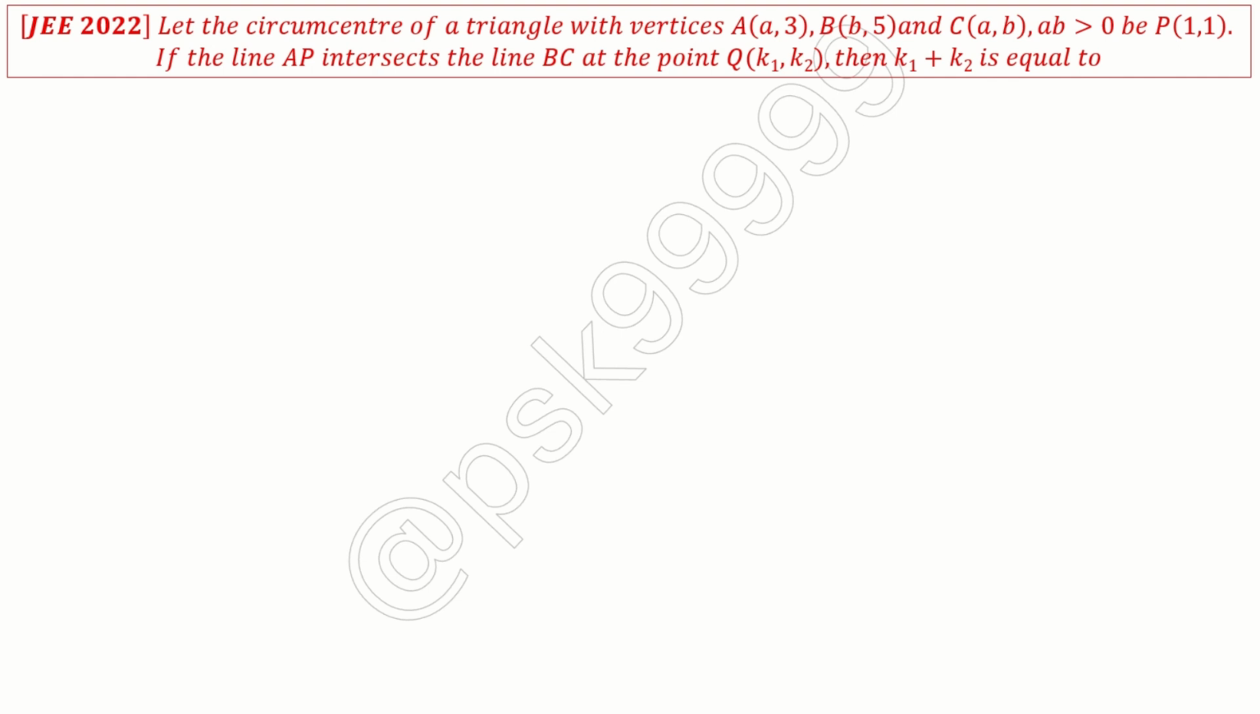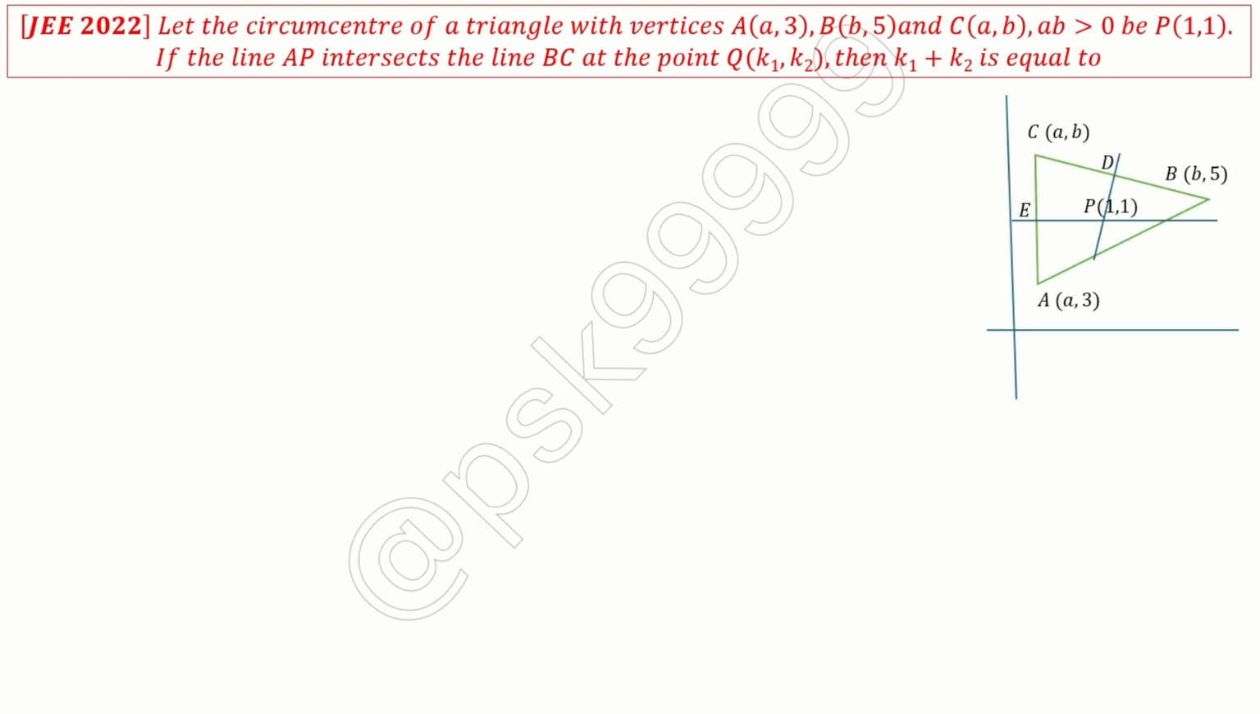Again, draw the picture correctly, then you get everything. That's simple. The picture is something like this. Be careful, you cannot draw the triangle whatever way you want, because here A is (a, 3) and C is (a, b), which means their x coordinate is the same. Which means it is parallel to the y-axis. The line x equals a is its equation, and it is parallel to the y-axis. So you have to draw the triangle something like this only. And if ABC is here, P is my circumcenter.